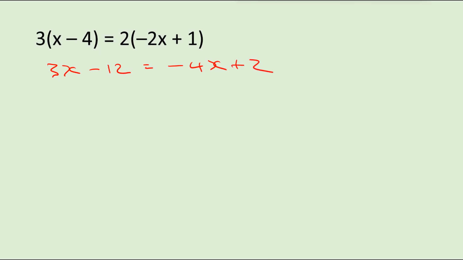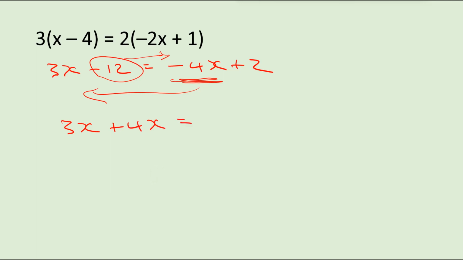Now we want all the x's on one side. So that minus 4x, we bring this way, to the left-hand side of the equals. That minus 12, we're going to take the other way, to the right-hand side of the equals. Okay, so that minus 4x, when it comes across, becomes a plus 4x. Equals, well, we had a 2 on that side, and that minus 12 that we're taking across becomes a plus 12. So now we have 7x, 3x and 4x, we have 7x is equal to 2 plus 12, which is 14.